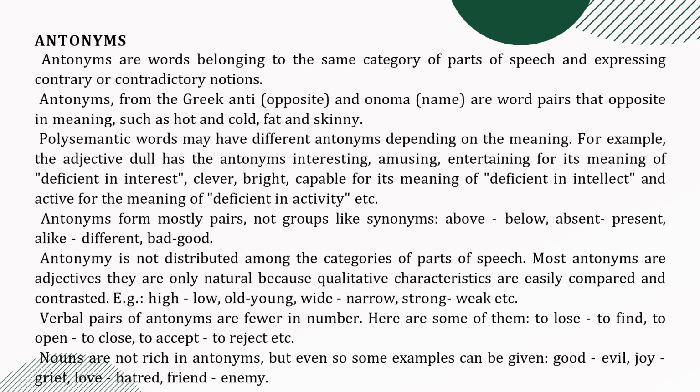Polysemantic words may have different antonyms depending on the meaning. For example, the adjective dull has the antonyms interesting, amusing, entertaining for its meaning of deficient in interest. Clever, bright, capable for its meaning of deficient in intellect, and active for the meaning of deficient in activity, etc. Antonyms form mostly pairs, not groups like synonyms: above, below, absent, present, alike, different, or bad and good.